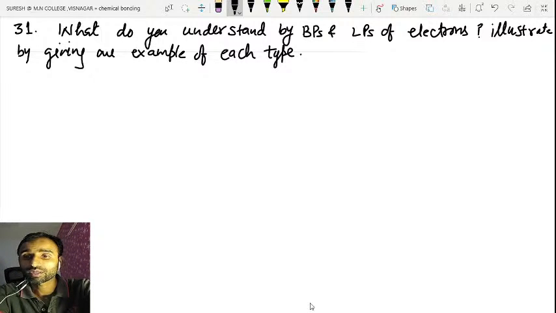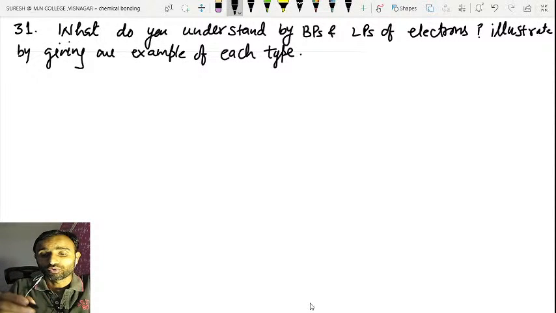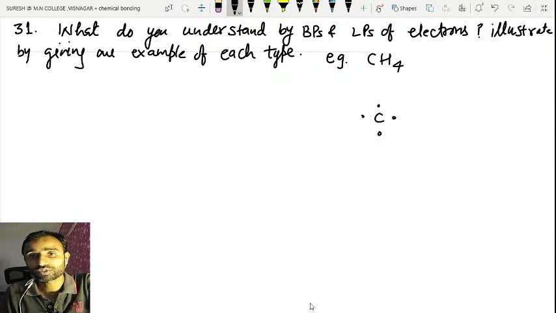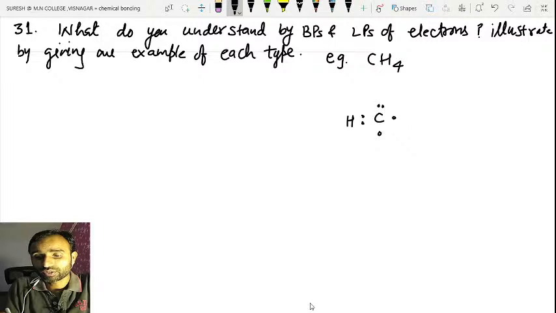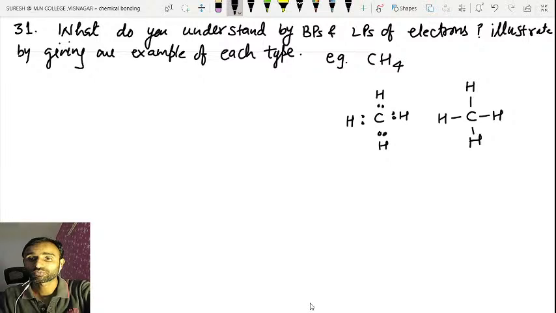Very good Namita, very good Karma. It is from NCERT, beta. Karma, it is NCERT of class 11. So you can take the example of methane. In methane, carbon has 4 valence electrons. Each electron is shared with hydrogen, 1 electron shared with hydrogen. So there is formation of 4 bond pairs. So CH4 has 4 bond pairs, right?